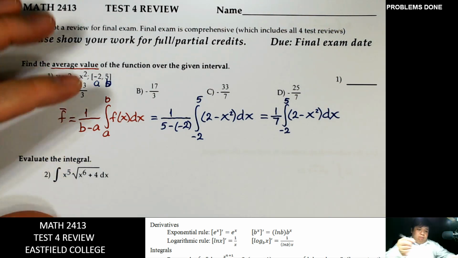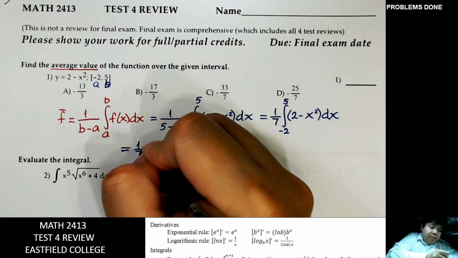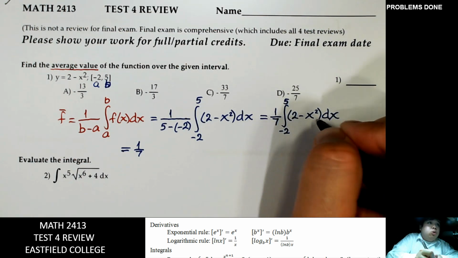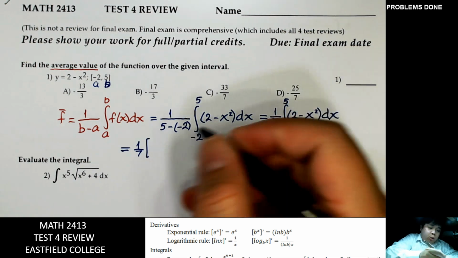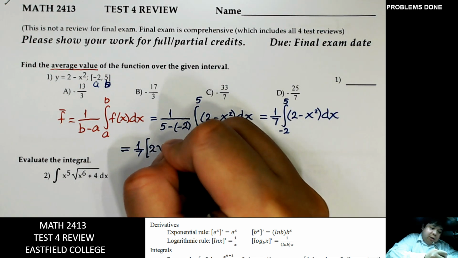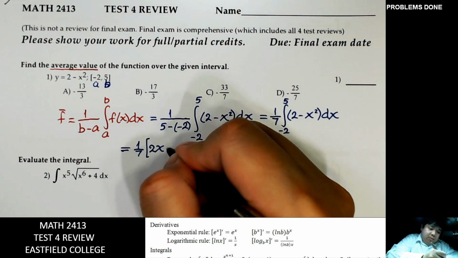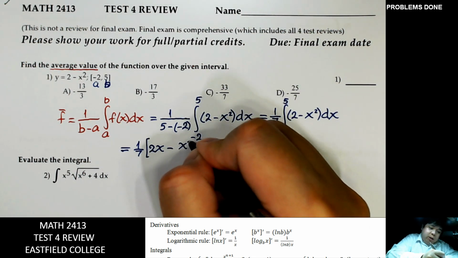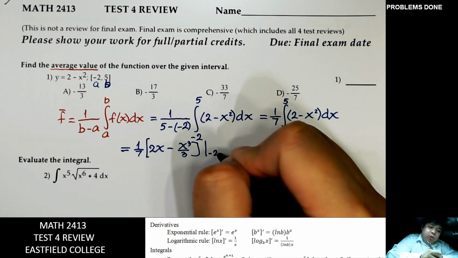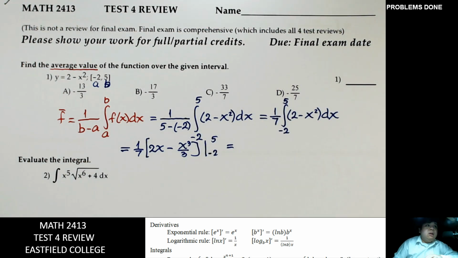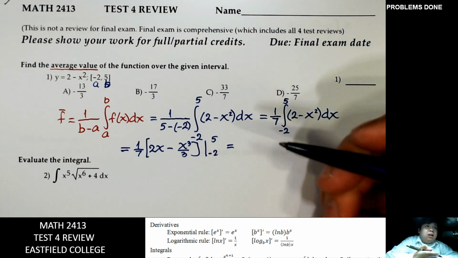Right. 1 over 7, 2 minus x squared. The integral of 2 will be 2x, and the integral of x squared is x cubed over 3. And we go from -2 to 5. And of course we're going to put 5 in for x and -2 in for x.